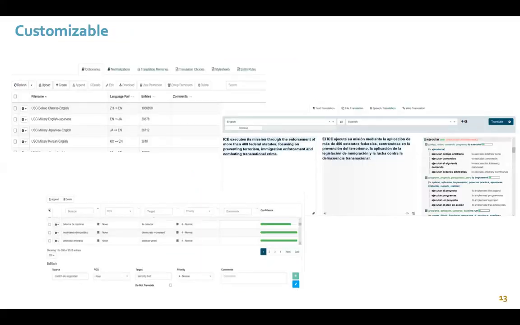So these are just a few slides of the interface where you can create your own resources. Granted, if you have dictionaries or if you have translation memories, you can import those into these machine translation tools, or you can create them right in the tool itself. It can be as little as 1 or 2 entries, or it can be thousands. So there's a lot of flexibility, again, that I wanted to mention with these tools.